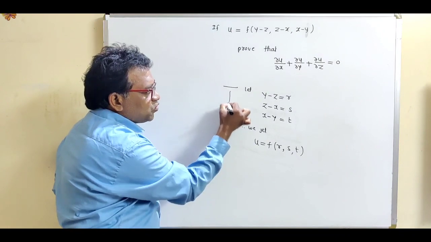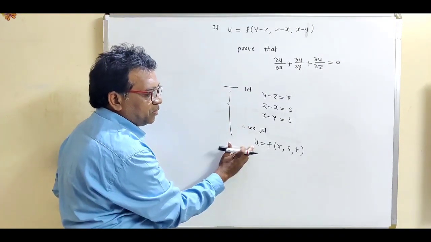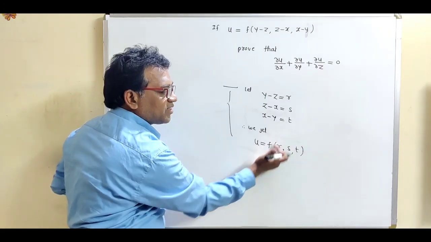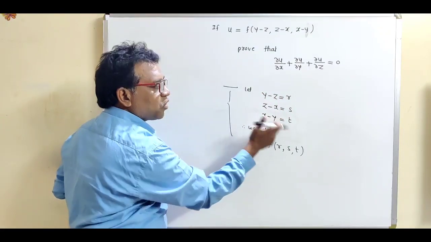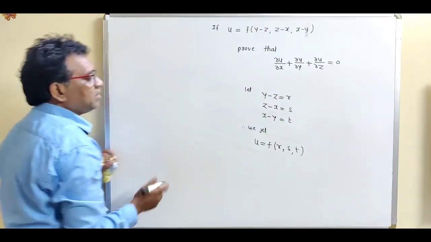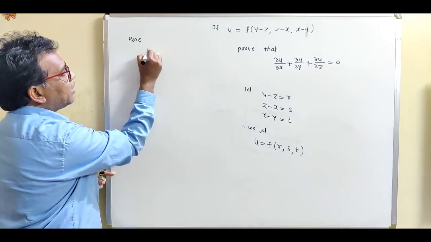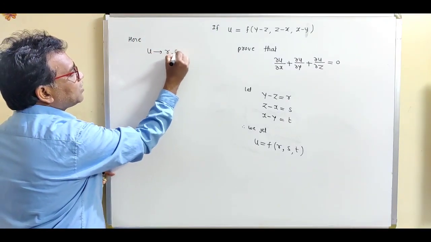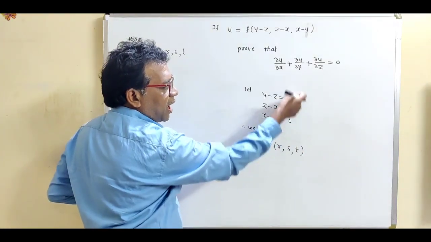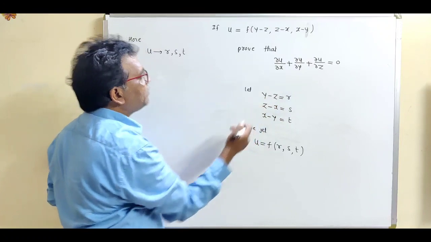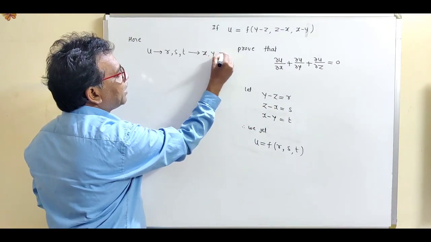So from these two terms we can easily write the chain. So what is the given chain? u is a function of r, s, t, where r, s, t are functions of x, y, z. So write down the given chain. What is the given chain? u is a function of three variables r, s, t, where r, s, t are functions of the three variables x, y, z.